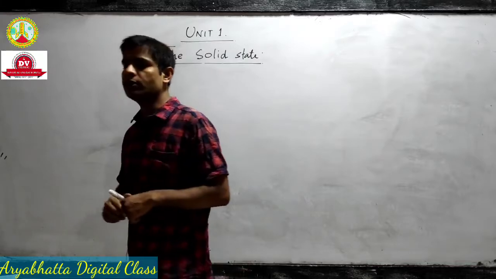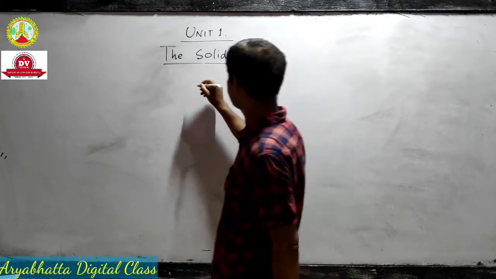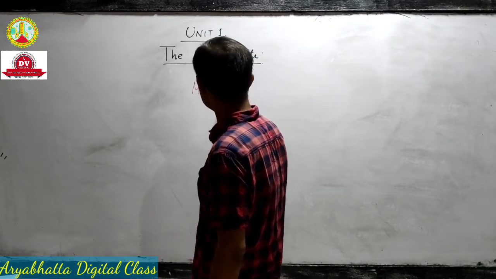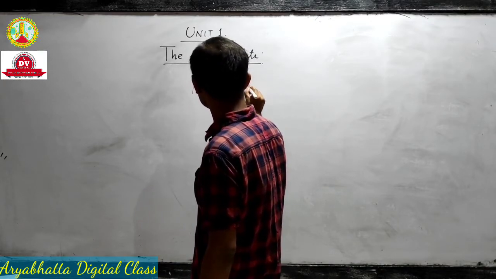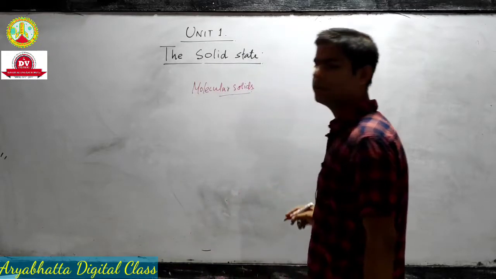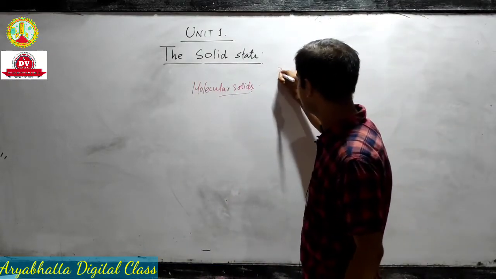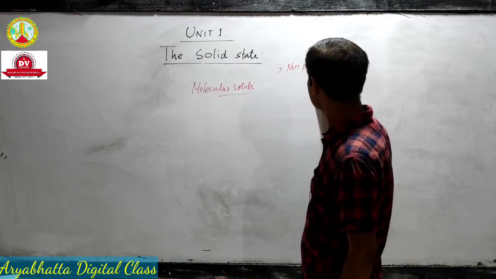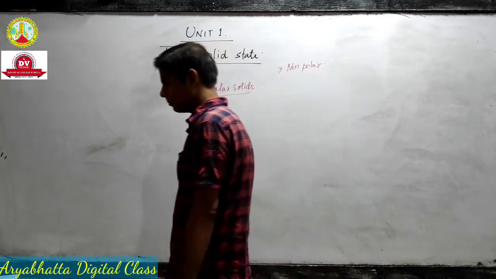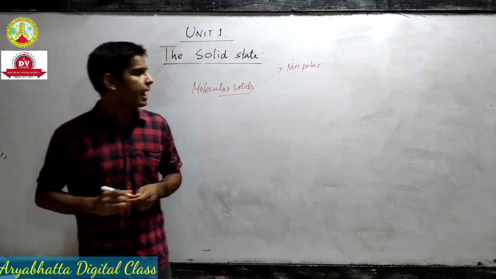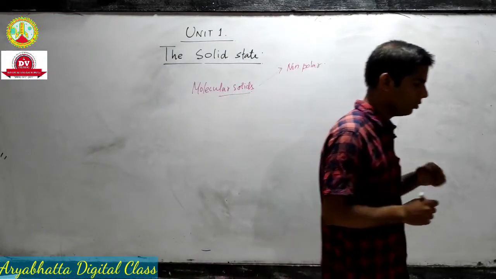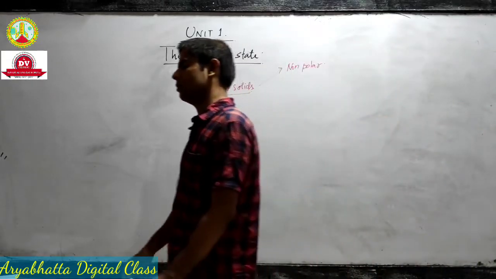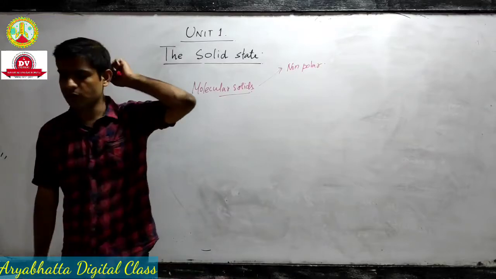So first we will see molecular solids. There are basically three types of molecular solids. One, non-polar. And don't get confused. Sometimes when I talk about non-polar solids, the students get confused.